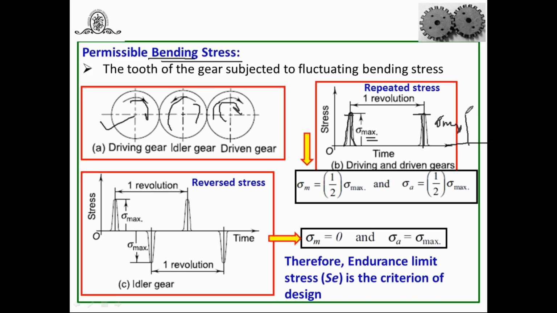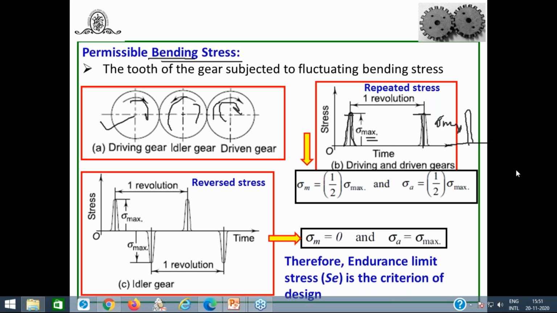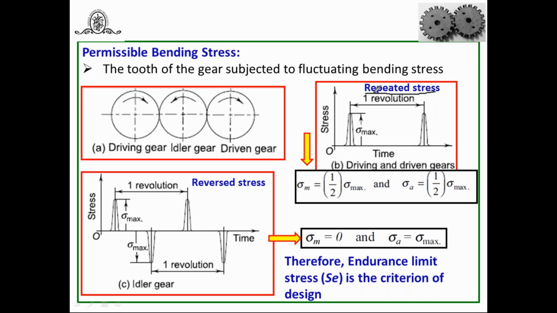If I construct again here, after one revolution you will get the same stress magnitude on this stress time diagram. That means these stresses are repeated stresses. Try to understand, it is a fluctuating stress. Therefore, I am going to make a statement: the tooth of the gear is subjected to fluctuating bending stress, that is, repeated stress.